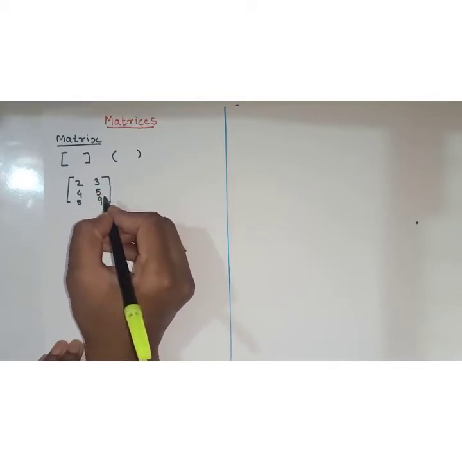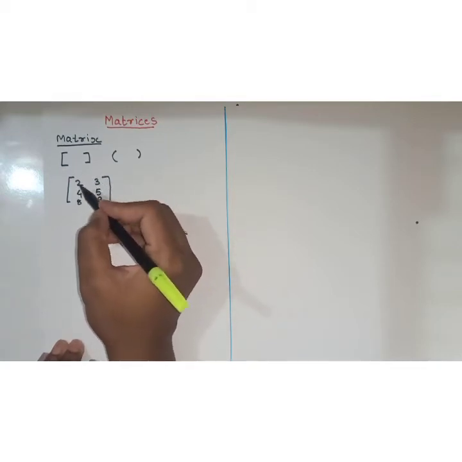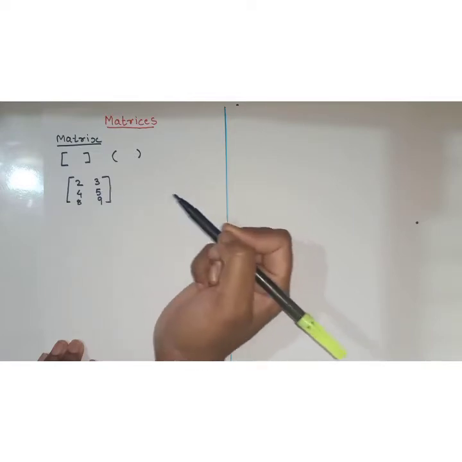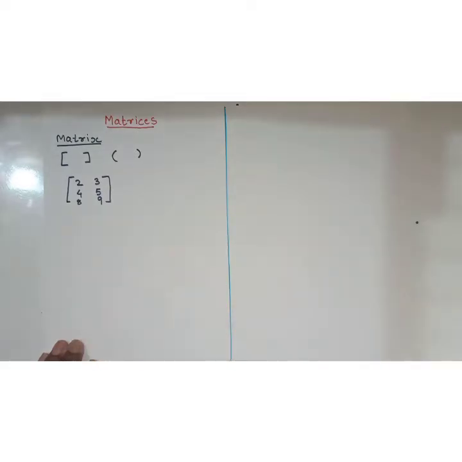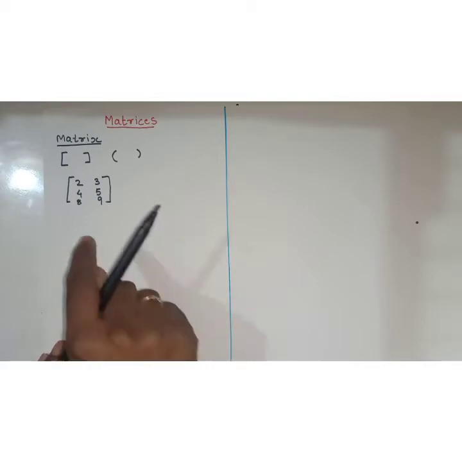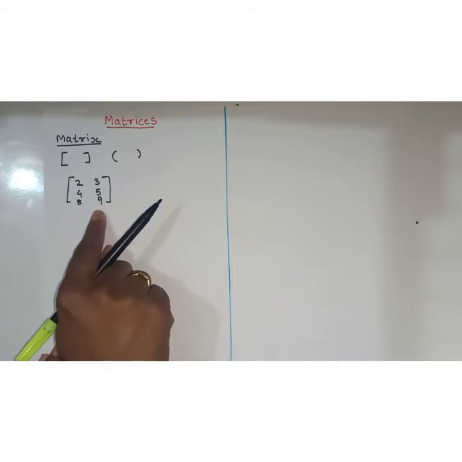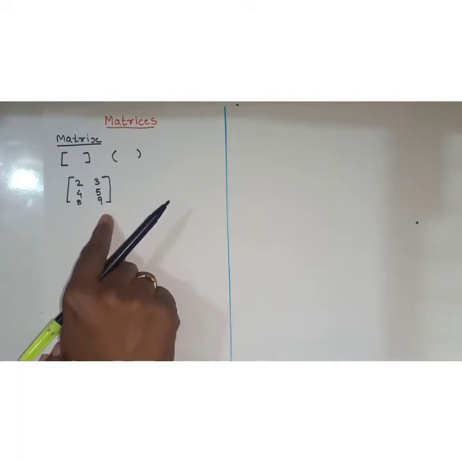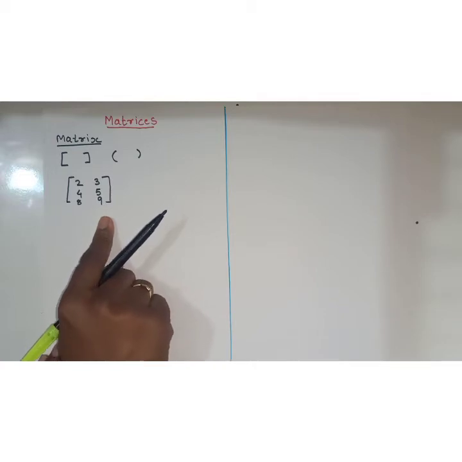These are the numbers which I have arranged horizontally and vertically. So this is your matrix. The horizontal lines in a matrix are called rows.